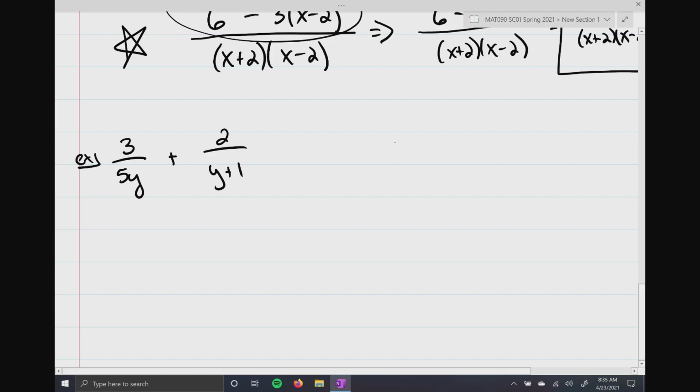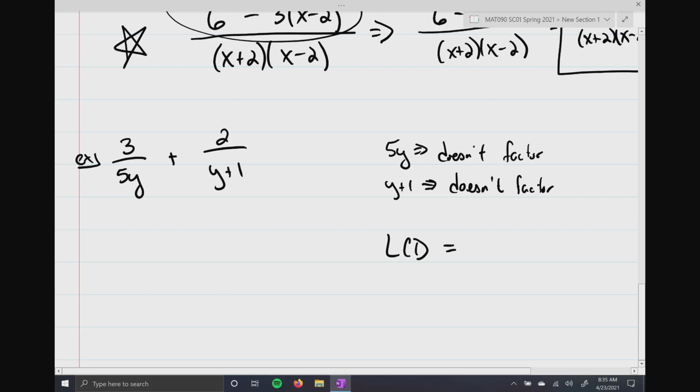So 5y doesn't factor, and y plus 1 doesn't factor. I've got to be honest with you, that's the best case scenario because your LCD is going to be the product of whatever you have. So my LCD is going to be 5y times the quantity y plus 1.